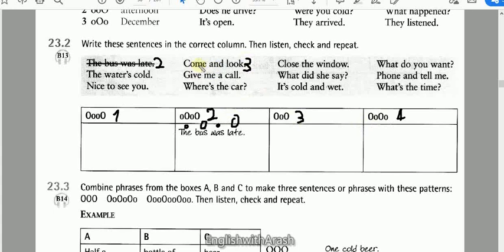Come and look has three syllables. In terms of sentence, it's the only three-part one here, because 1, 2, and 4 are all four parts, four syllables. So yeah, number 3. Let's go to the next one.